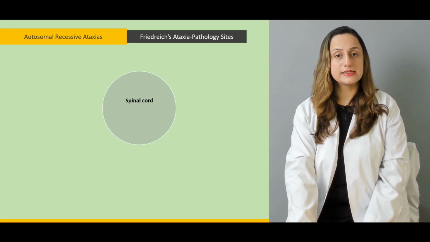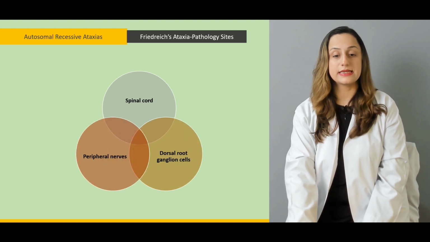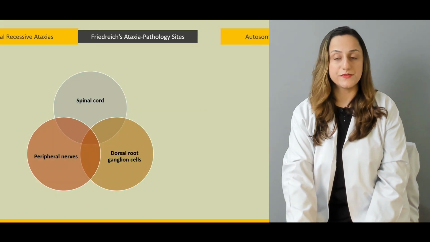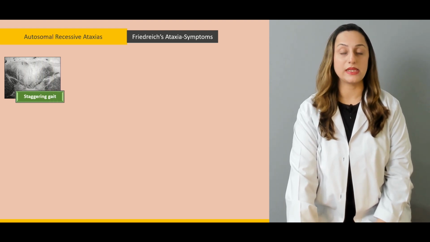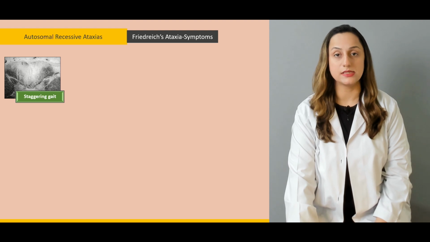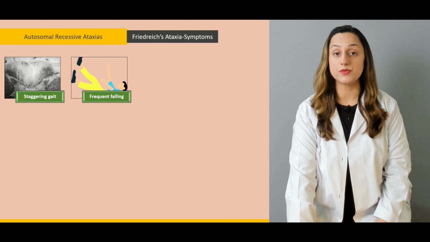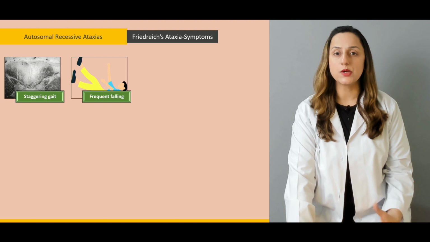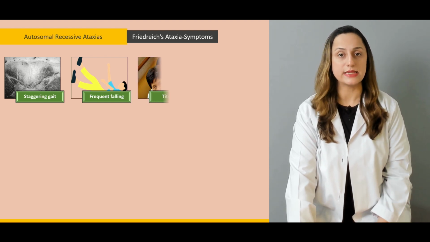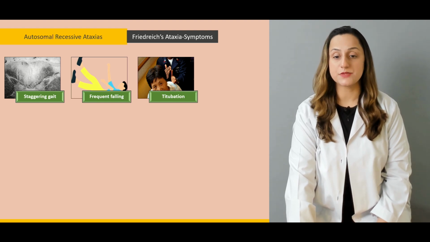The pathological sites involved are the spinal cord, specifically the dorsal root ganglion is affected in these cases, and it can even involve the peripheral nerves. The symptoms included in Friedreich's ataxia are a staggering gait. The patient, when he walks in, would have a discoordinated gait. That is quite important over here. That is going to be manifested in frequent falling. Because of the vertigo and the uncoordination that he or she is suffering from, he is going to give you a history of frequent falling in this particular case.